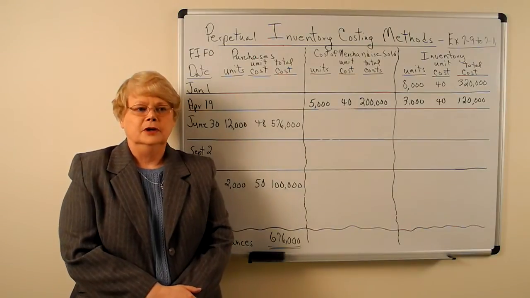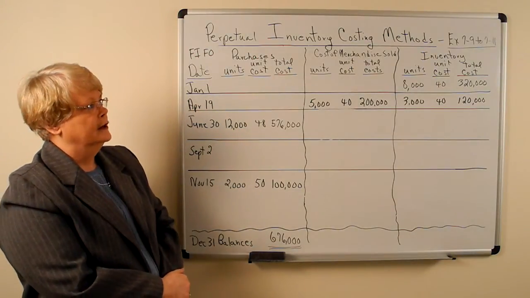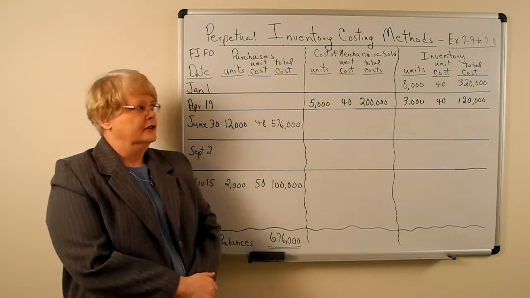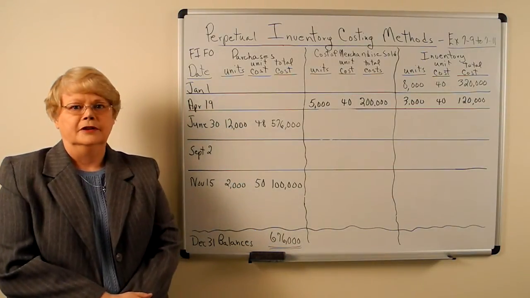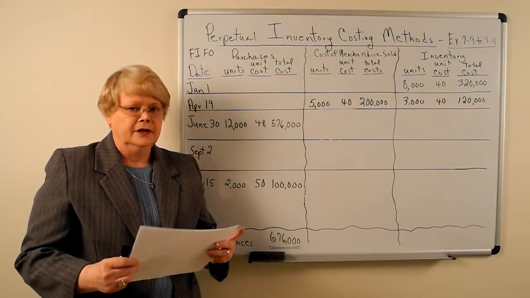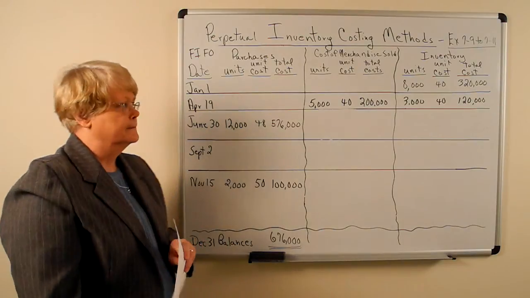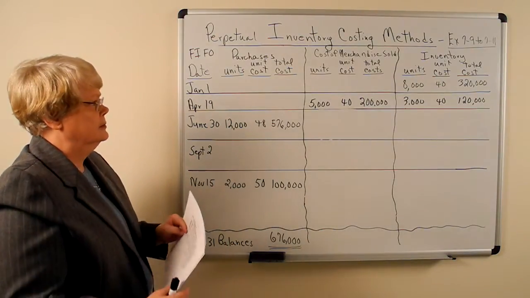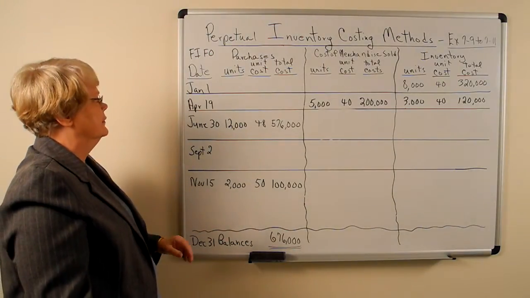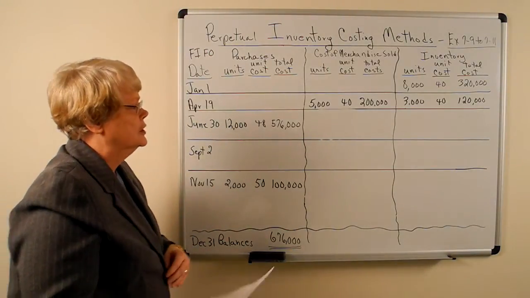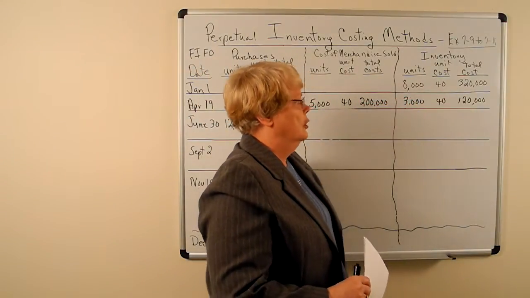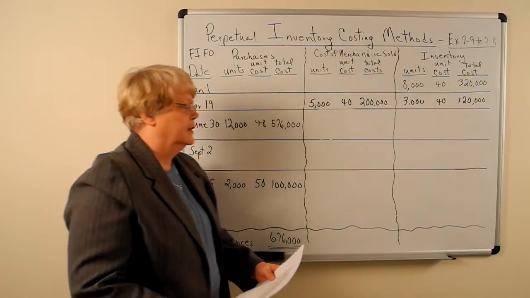Okay, so I'm going to actually use the data from exercise 7-9, and I'll be working 7-9 through 11. This one that I'm doing now actually is exercise 7-10. All three of them use the same data from 7-9. Okay, so this is a cost sheet that we have here, and our beginning inventory on January the 1st, we had 8,000 units at a unit cost of $40 or $320,000.